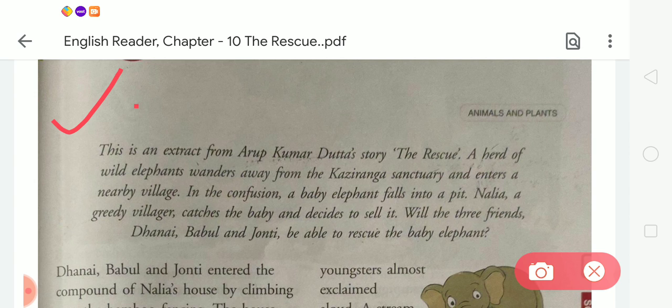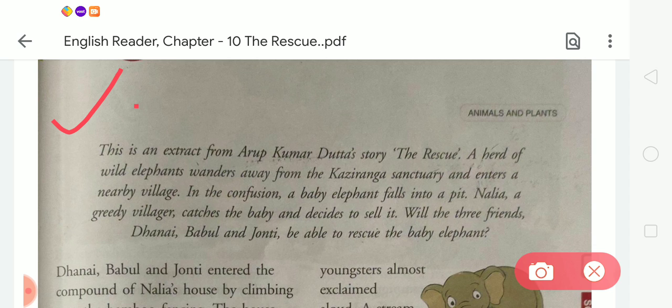First of all, we're going to learn this story. In this story, we read that there is a baby elephant who falls down in confusion in a big hole, and the greedy villager whose name is Nalia catches the baby elephant. Now in that village there are three boys whose names are Dhanai, Babul and Jaunty, who are going to rescue the baby elephant.